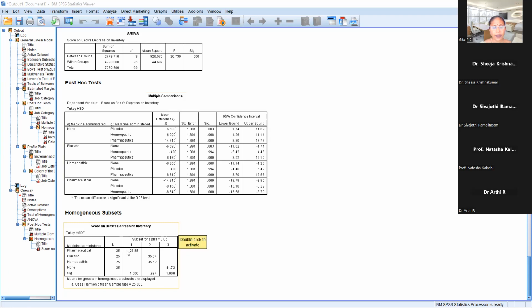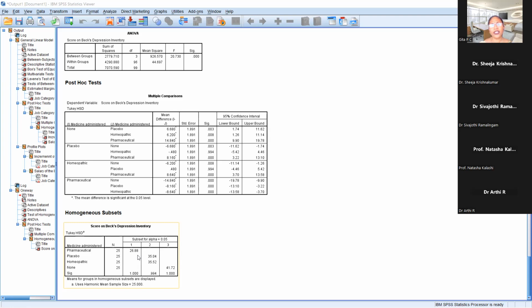The last table tries to tell you how they have classified these depression scores into three groups. The 26.88 is falling under one group. The 35 and 35 scores are falling under another group, and 41.72 is falling under another group. So they are trying to say we can classify these four groups into three groups. Pharmaceutical is the least with depression, and none is the highest with maximum depression.